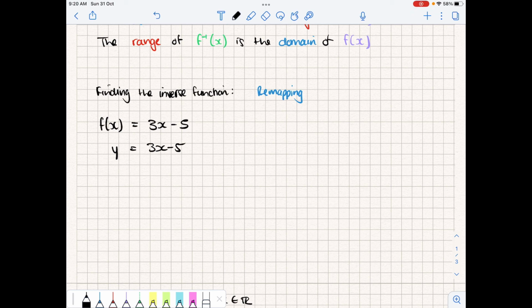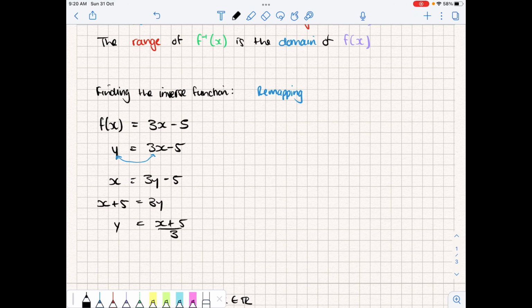What we're going to do here is remap our x and y values. So we're going to swap them around. Whatever was y is going to become x, and whatever's x is going to become y. And now we're just going to resolve for y. So in order to do that, I need to move this 5 to the other side. And then to get rid of the 3, I'll divide through by 3. So I'll get y equals x plus 5 over 3.